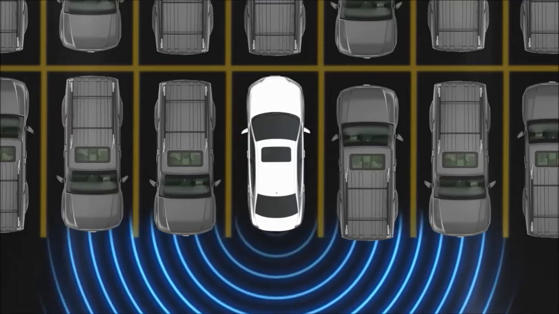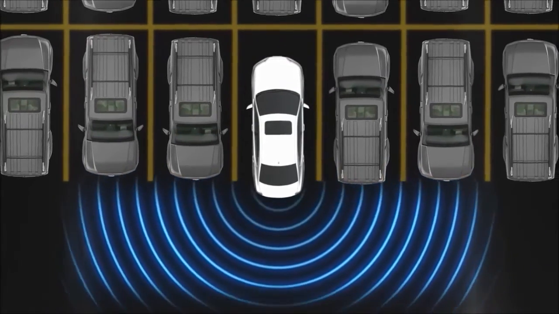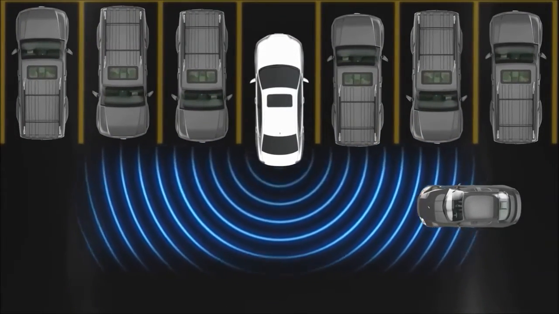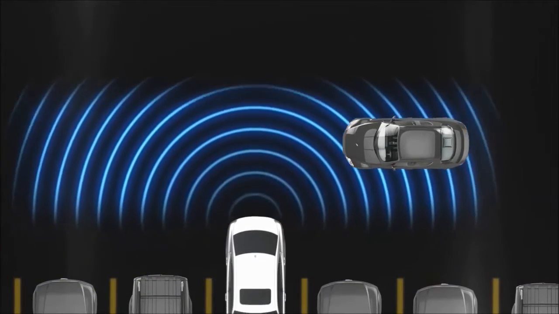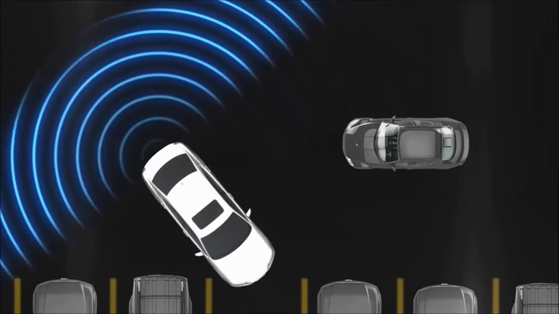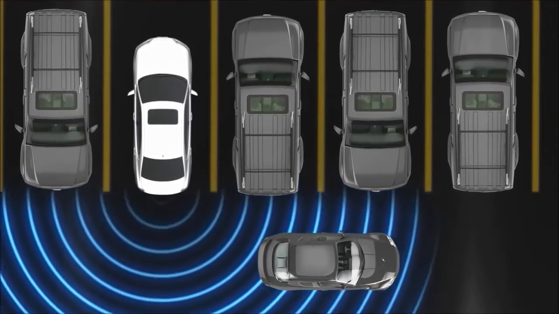To give the driver more time to react, the buzzer can alert for faster moving vehicles from farther away. The rear cross traffic alert function will not react to vehicles or objects that are stationary within the approach zone or to vehicles that are moving away.